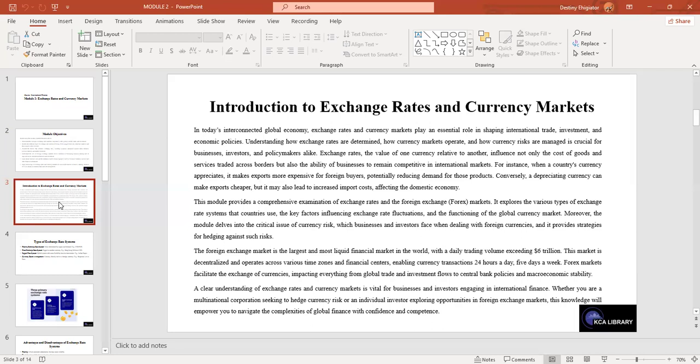Forex markets facilitate the exchange of currencies, impacting everything from global trade and investment flow to central bank policies and macroeconomic stability. A clear understanding of exchange rates and currency markets is essential for businesses and investors engaging in international finance. Whether you are a multinational corporation seeking to hedge currency risk or an individual investor exploring opportunities in the foreign exchange market, this knowledge will empower you to navigate the complexities of global finance with confidence and competence.